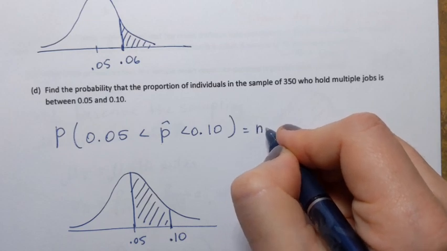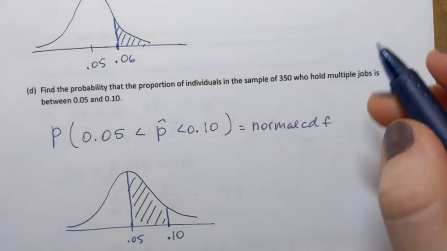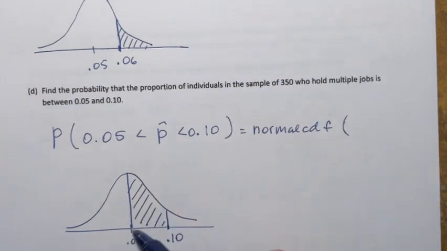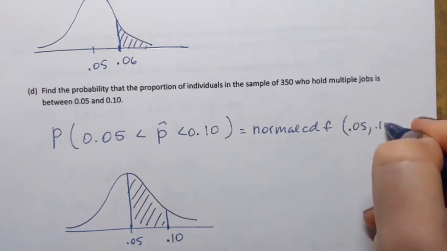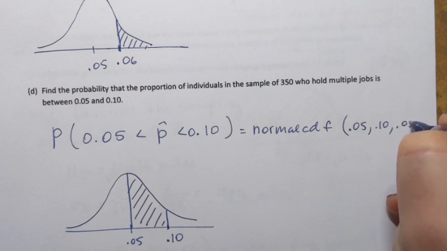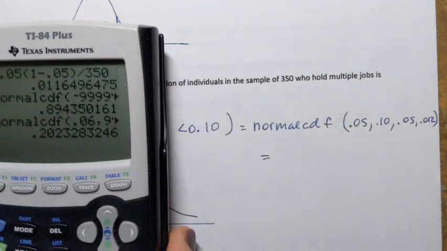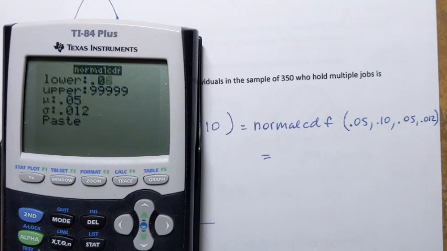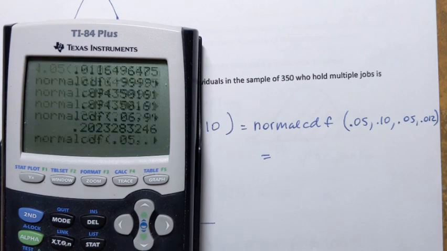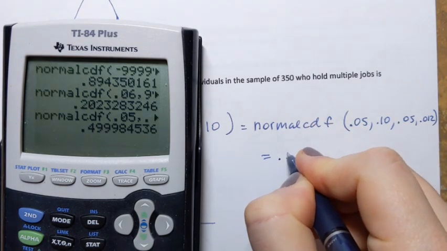So we'll use the normal CDF function with the following numbers. The lower boundary of this region is at 0.05. The upper boundary is at 0.10. Mean is 0.05, and then 0.012 is the standard deviation. Let's see. Second bars, normal CDF, 0.05 the lower boundary, 0.10 upper boundary. Everything else stays the same. I'm pressing enter, and I'm getting 0.50, or 0.5.